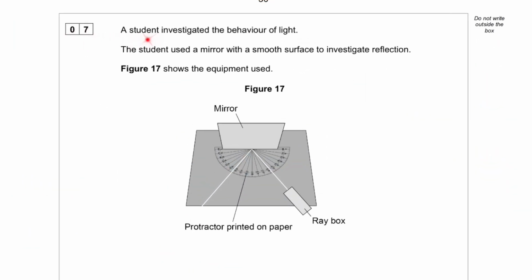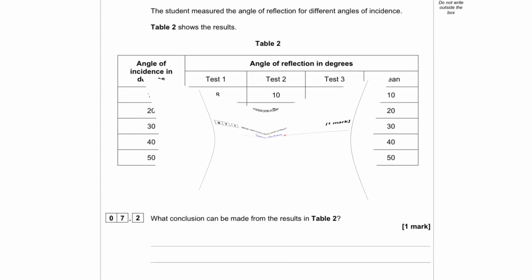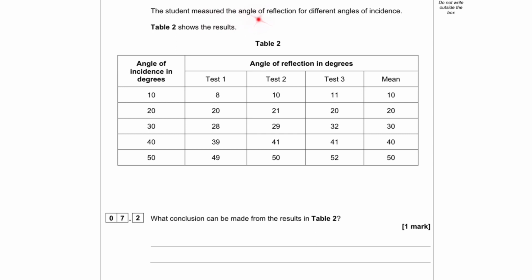Question 7. A student investigated the behavior of light. A student used a mirror with a smooth surface to investigate reflection. Figure 17 shows the equipment used. Question 7.1. What name is given to reflection from a smooth surface? Specular reflection. The student measured the angle of reflection for different angles of incidence in Table 2.